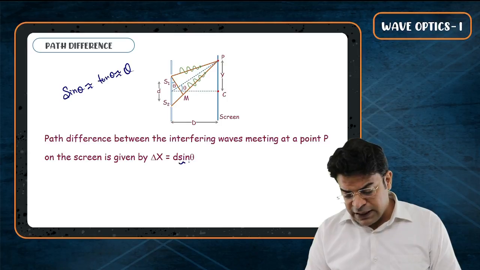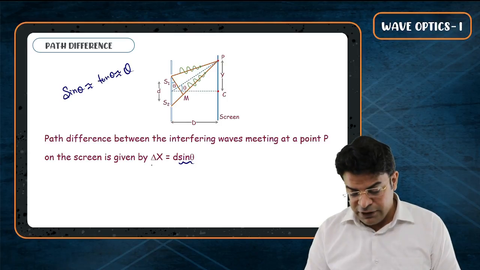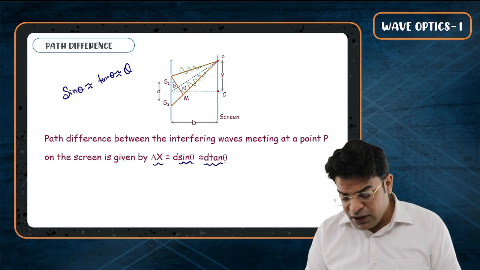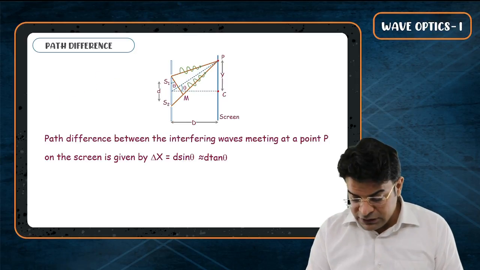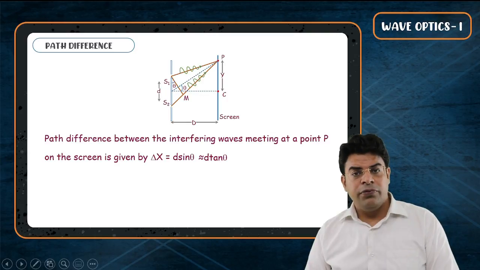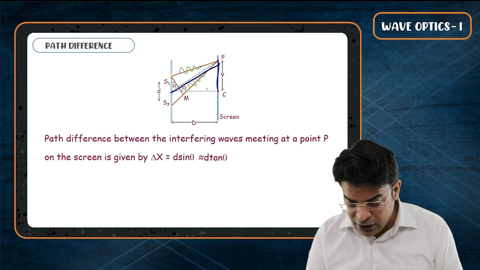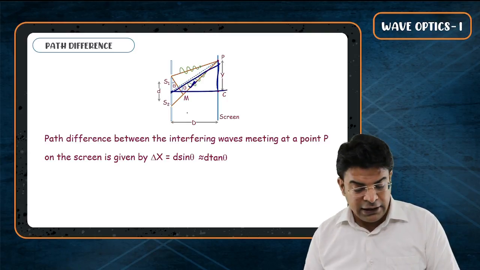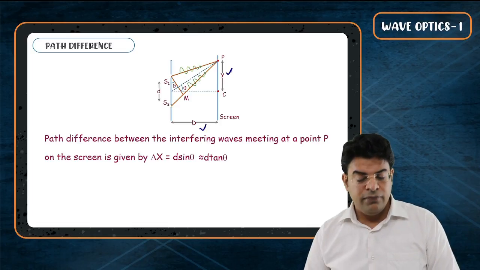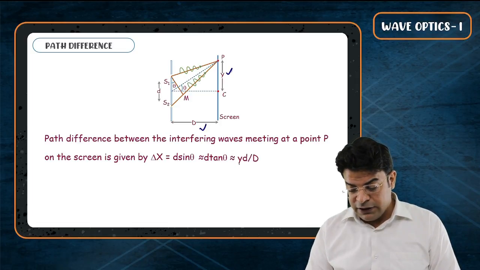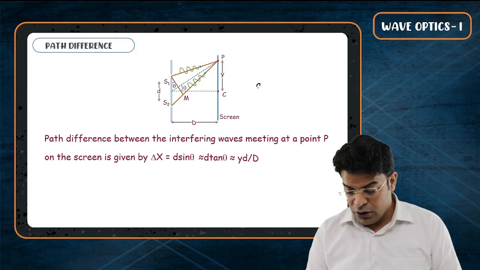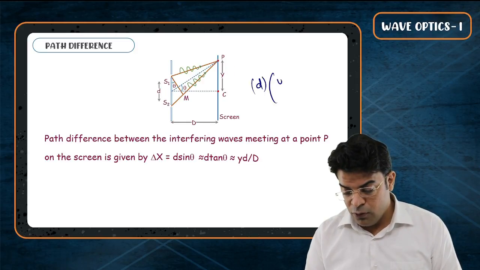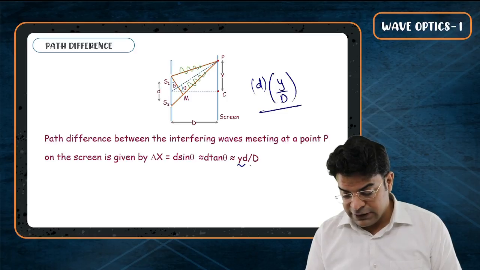So in place of sine theta, if we substitute tan theta, we get delta x to be nearly equal to d tan theta, as we are doing an approximation. Now since these two thetas are equal, looking into this triangle, in place of tan theta, we can substitute y by D. So you can say that the path difference equals d into y by D, the same result.